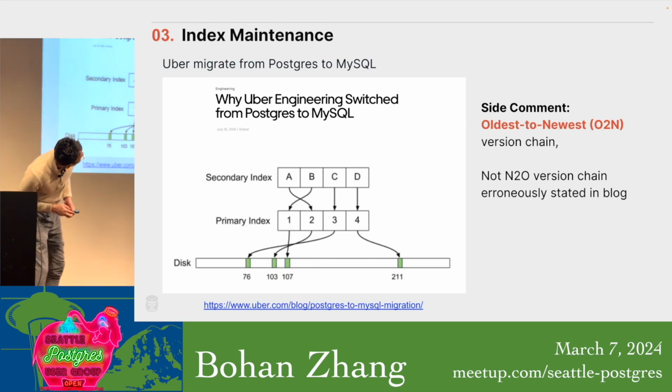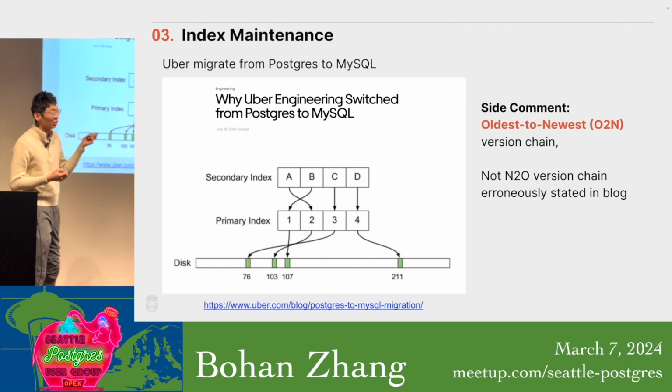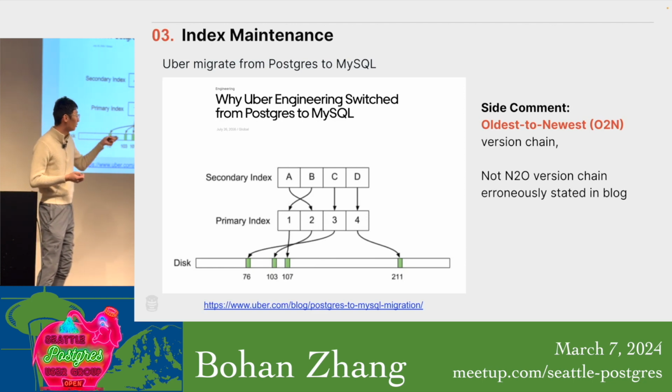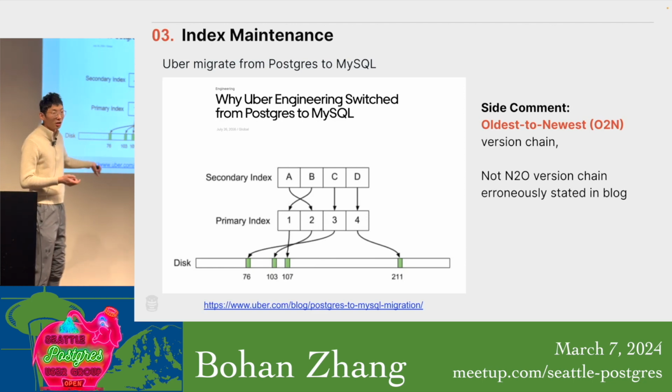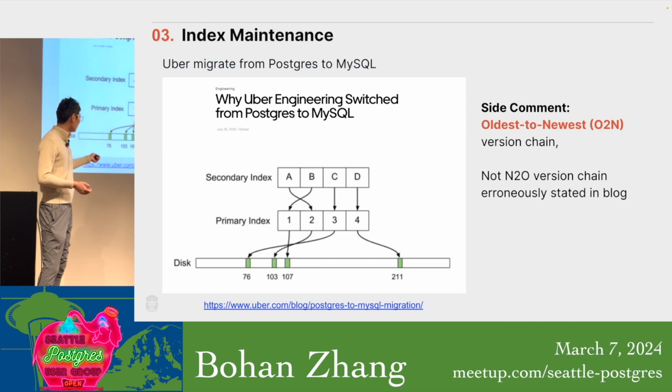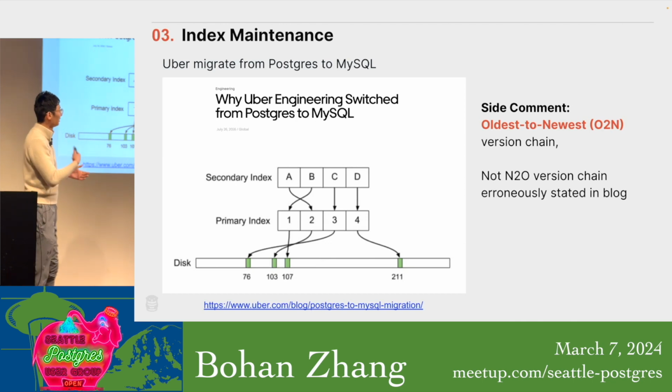So a side comment is that actually Postgres is ordered tuples-to-version chain instead of version chain-to-tuples. So in the slide it states tuples to version chain, instead it should be version chain to tuples.